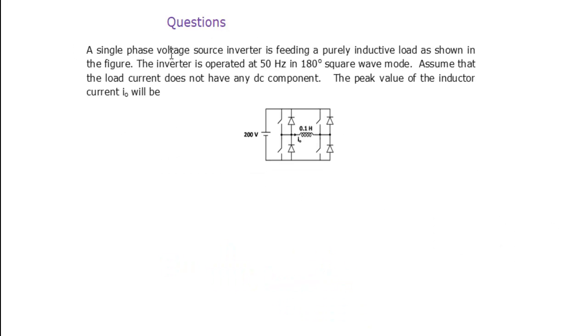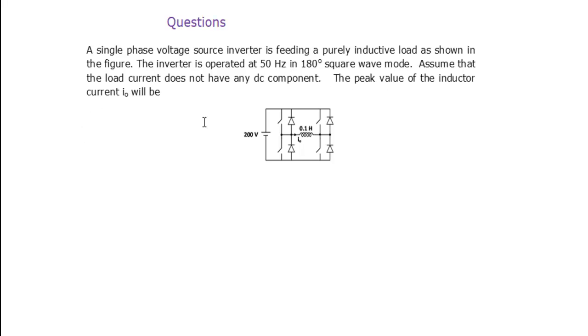A single phase voltage source inverter is feeding a purely inductive load as shown in the figure. Purely inductive load means proper inductance here. The inverter is operated at 50 Hz in 180-degree square wave mode. Assume that the load current does not have any DC component. Find the peak value of the inductor current.